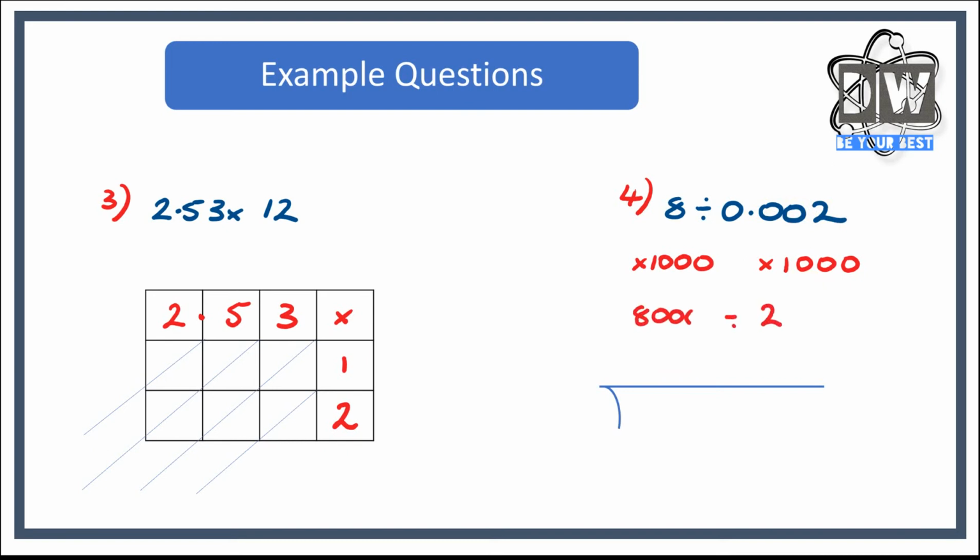And we're going to have 8,000 divided by 2. Seems ridiculous, but that is how you do it. We'd input that into the bus stop method, and then we'd go from there. But I'm going to do the multiplication first.